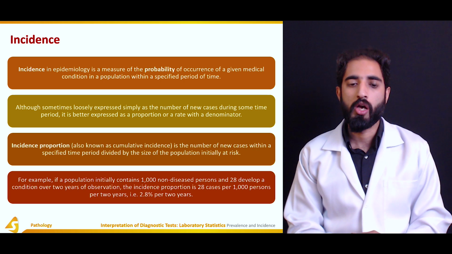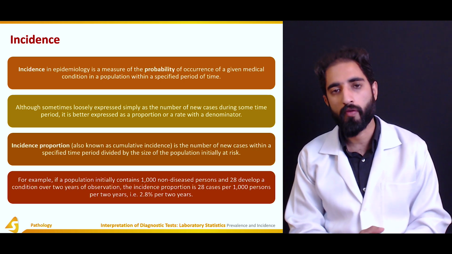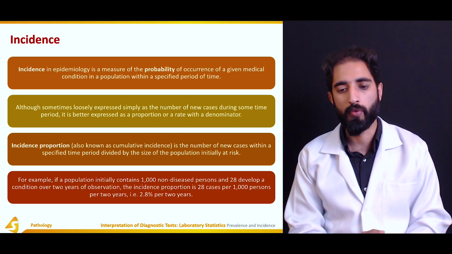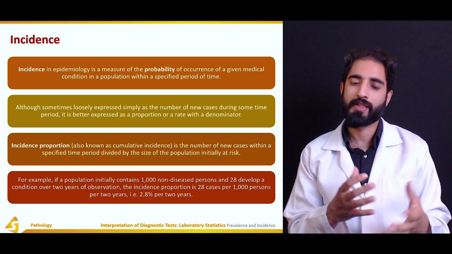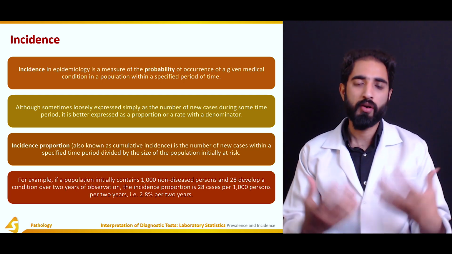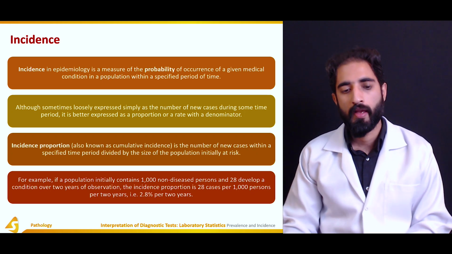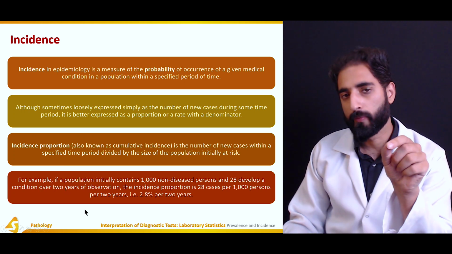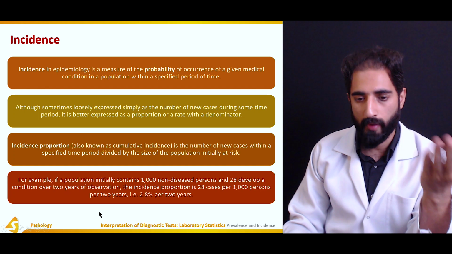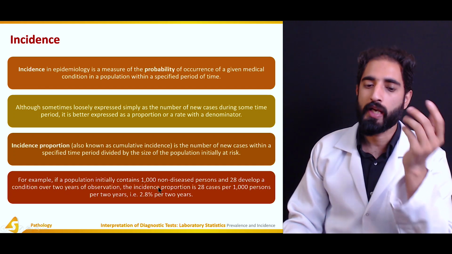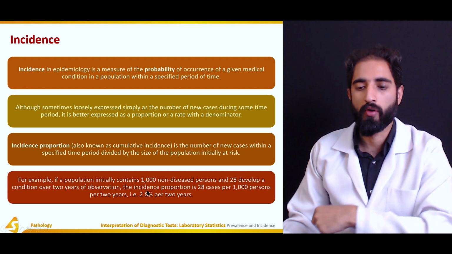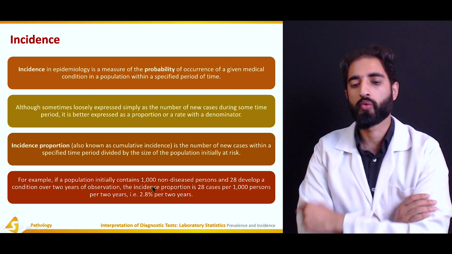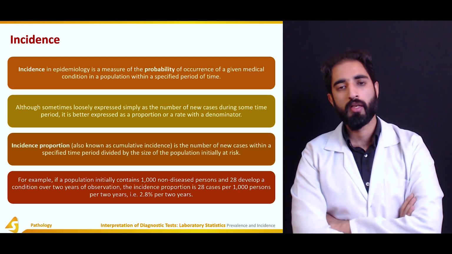Incidence proportion, also known as cumulative incidence, is the number of new cases within a specified time period divided by the size of the population initially at risk. In order to understand that, let's take an example of how we can calculate the incidence. If a population initially contains 1,000 non-diseased persons, for example none of them had neck pain, and in the time period of our study, let's say the last 2 years, out of those 1,000 people, 28 people developed neck pain.